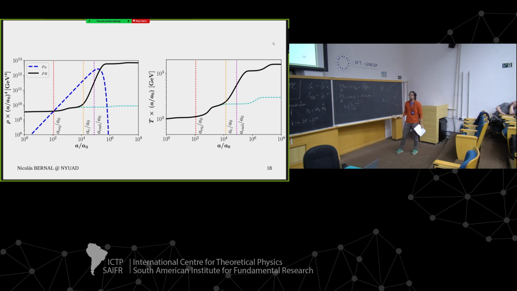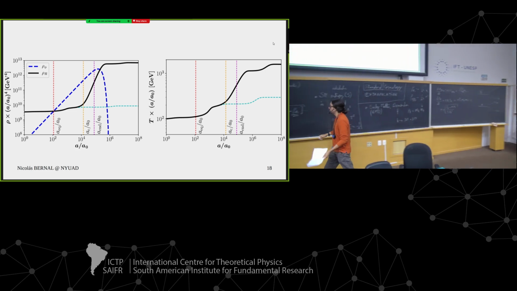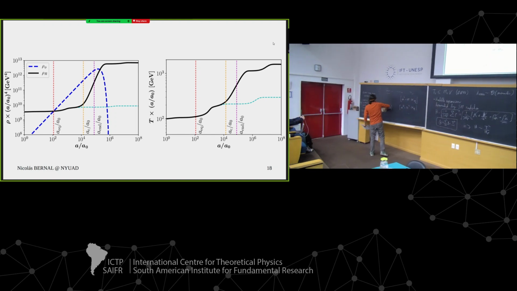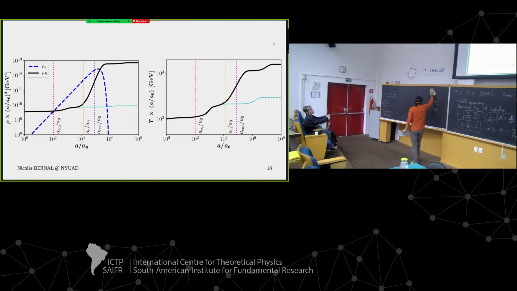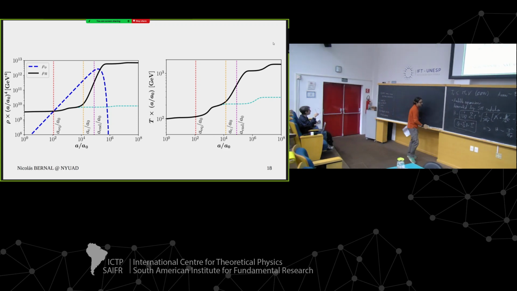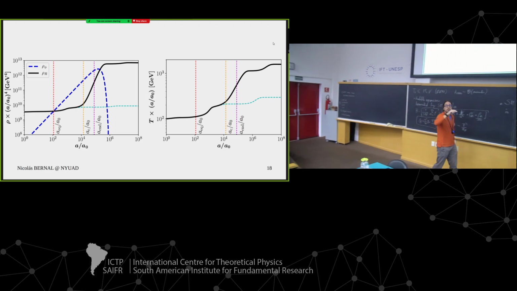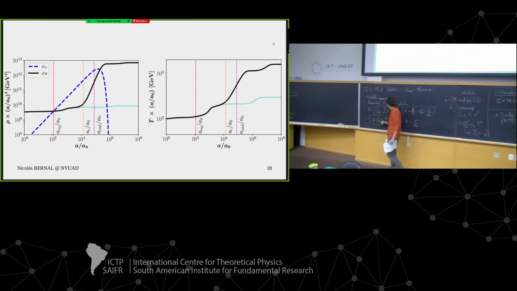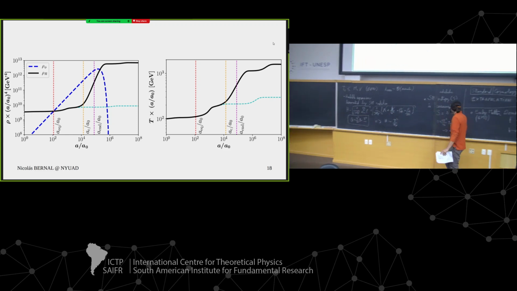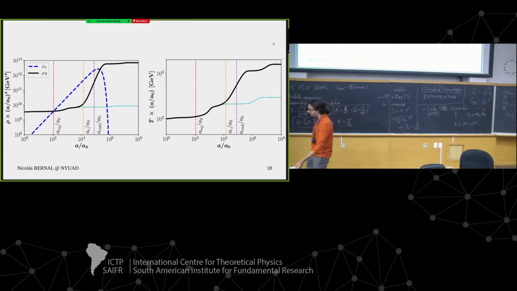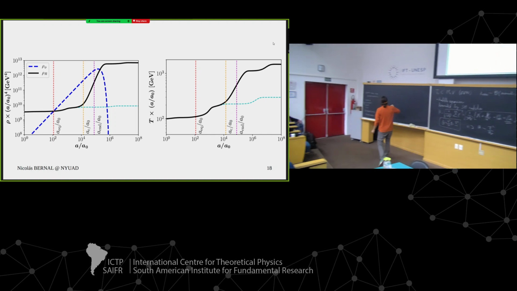And I'm running out of time. Okay, I want to discuss this plot. This plot is a bit difficult because I made it changing the number of degrees of freedom. Remember the g star and g star S, the number of degrees of freedom that enter in the energy density and entropy density. So there are wiggles, but let me draw it here.